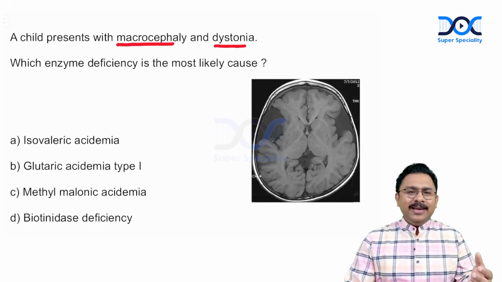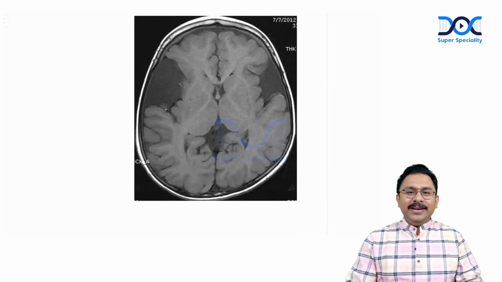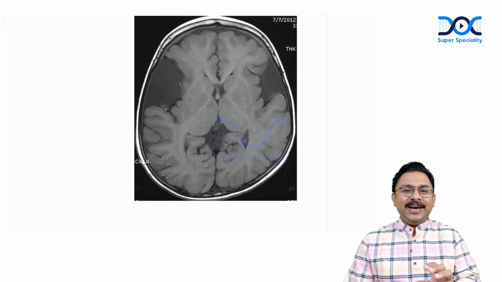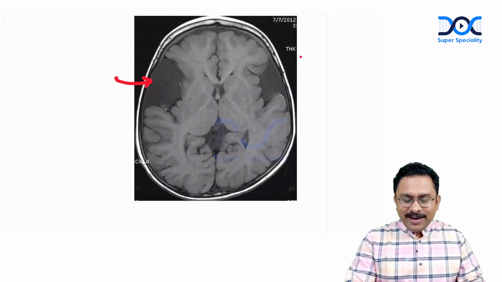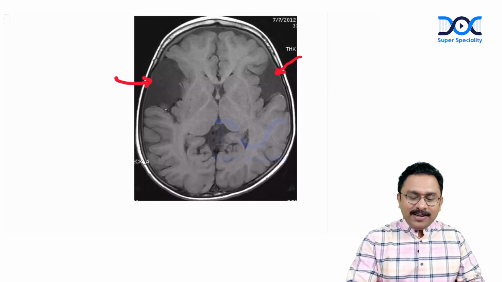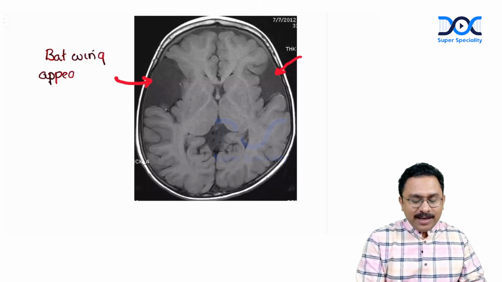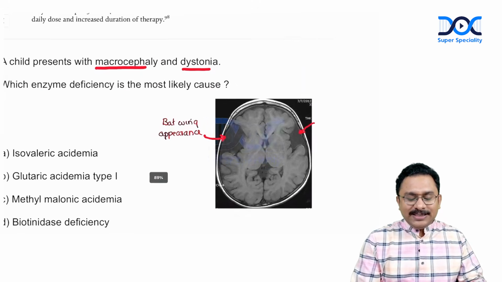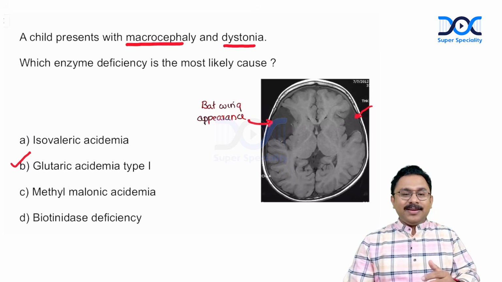Now, macrocephaly can have so many causes, right? And so is dystonia. But when you have this imaging finding in a patient with macrocephaly and dystonia, are you able to appreciate the widened sylvian fissures resulting in the bat wing appearance? Okay, heard of this? Bat wing appearance due to the widened sylvian fissure. So, what condition is this characteristic of? This is characteristic of the condition that is glutaric acidemia type 1.